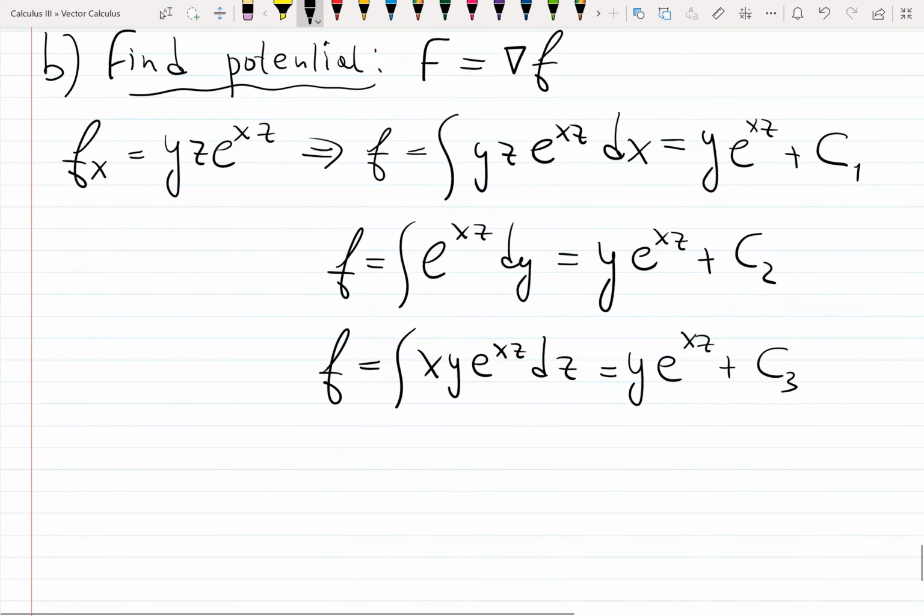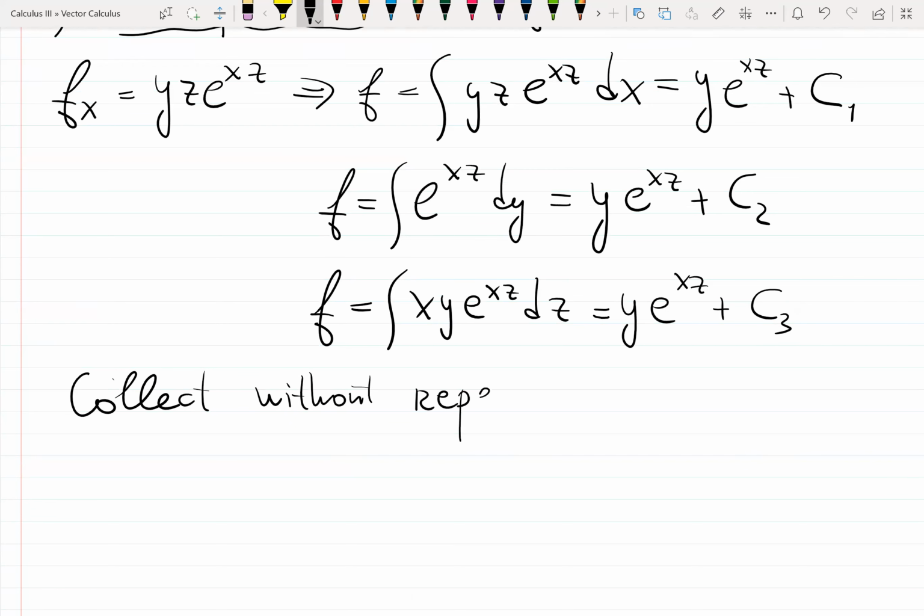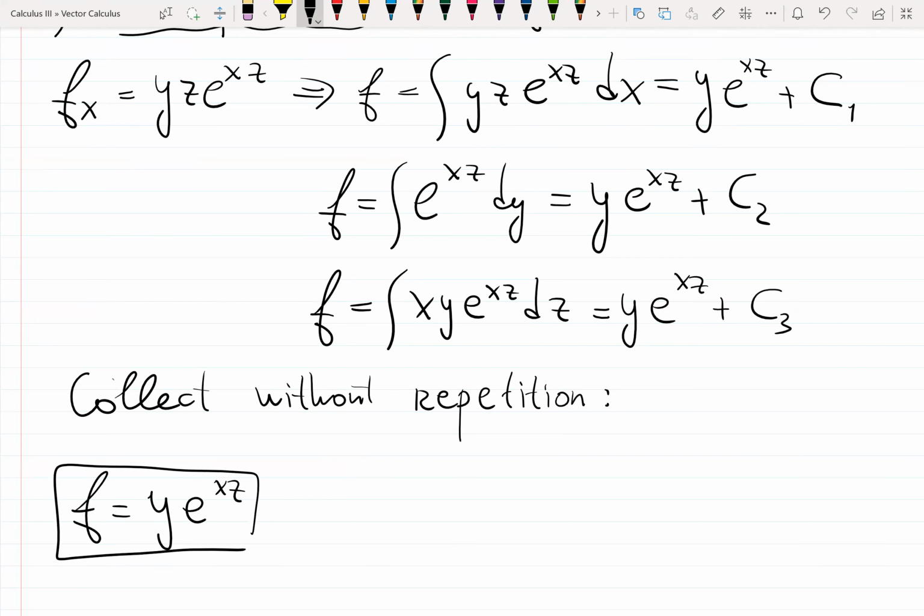Some books explain it in a more complicated way, where you need to figure out the other things. We usually say write down, collect without repetition. It works. Let's see, we have Y e to the XZ, Y e to the XZ, and Y e to the XZ. Oh, okay, that was boring. So only one term stayed.